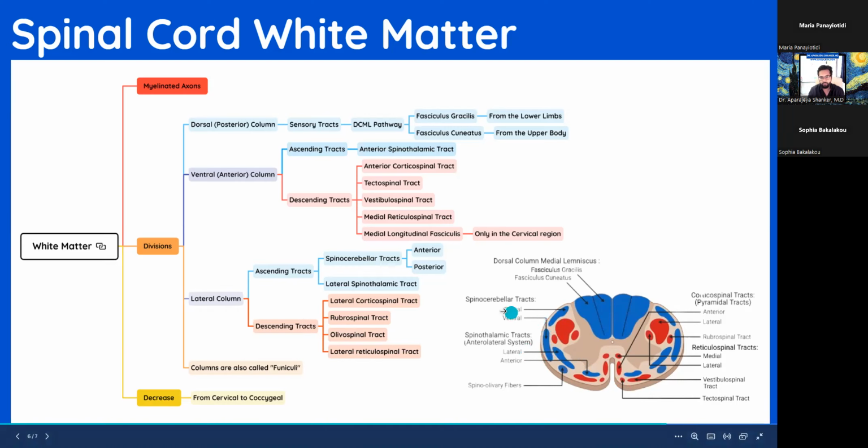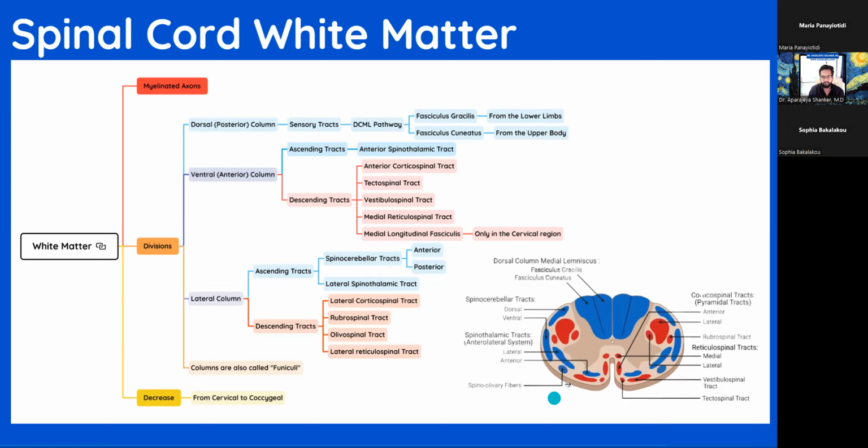Now, when you look at the lateral column, you have the same exact thing. The ascending tracts are the spinocerebellar tract and the lateral spinothalamic tract. The descending tracts are the lateral corticospinal, rubrospinal, olivospinal, and reticulospinal. All of these are bunched up together because they have similar-ish functions, right?